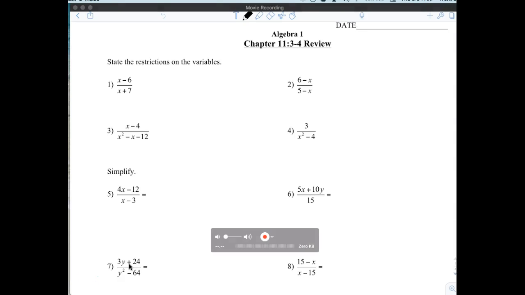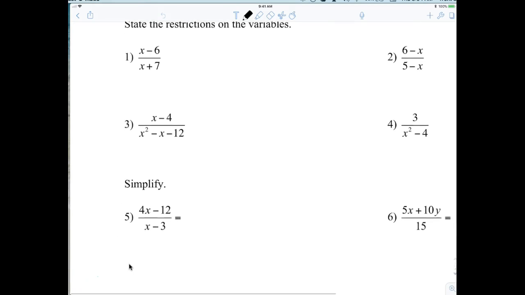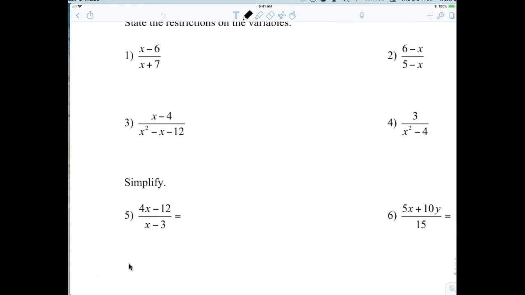I mentioned yesterday. Alright, so I'm going to go ahead and take care of that. Please listen carefully. Alright? This is the exact same format, except it'll be about half this length tomorrow. So question number 1, state the restriction on the variable. The restriction would be what? X cannot equal -7. Any questions with that?